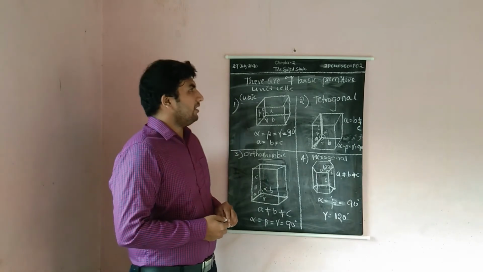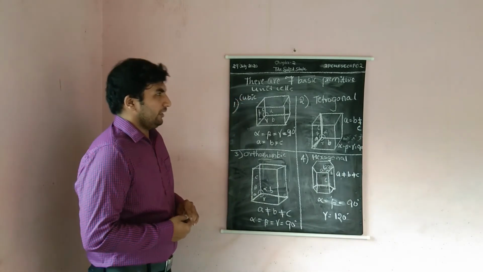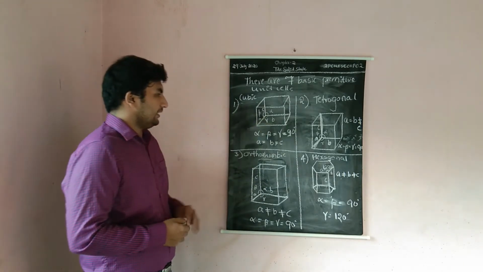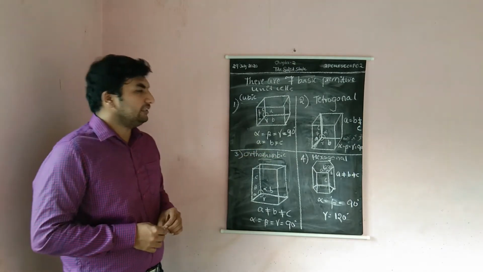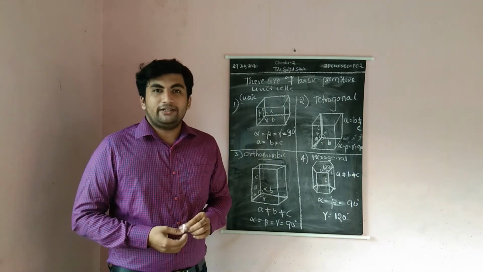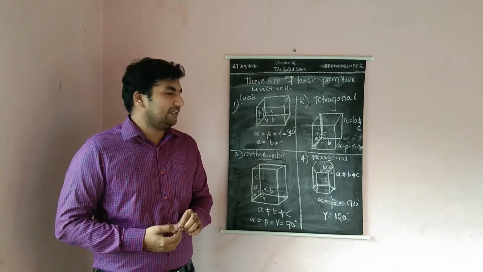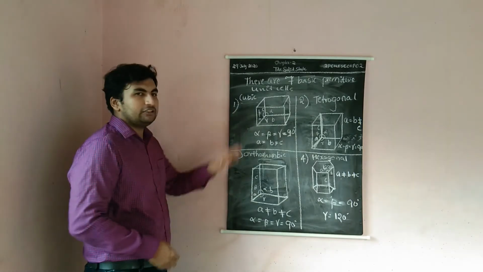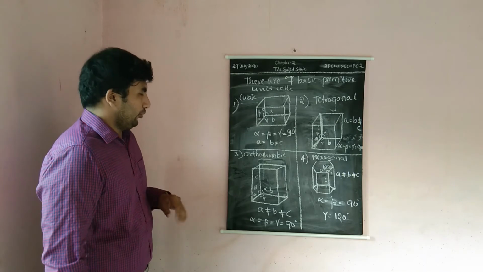So there are 7 basic primitive unit cells. One, cubic unit cell; second, tetragonal; third, orthorhombic; fourth, hexagonal; fifth, rhombohedral; sixth, monoclinic; and seventh, last one, triclinic. Those last 3 I will explain later. First we will see these first 4 primitive unit cells.